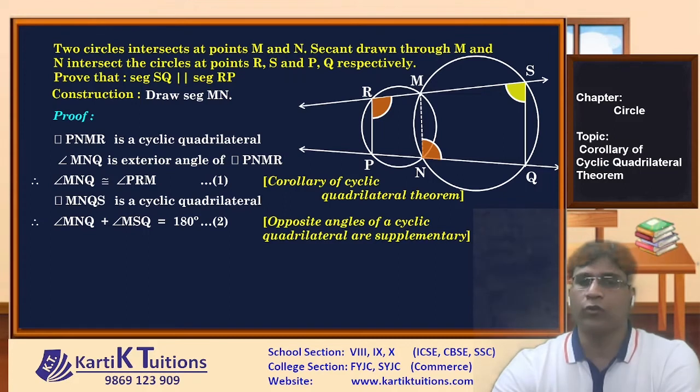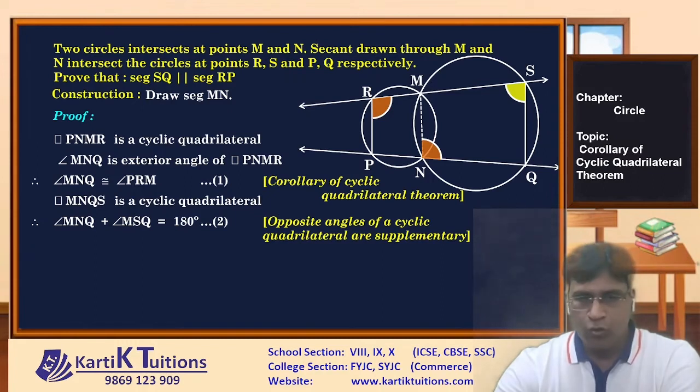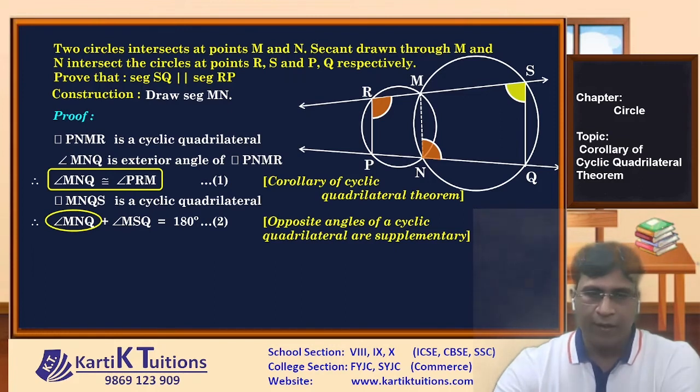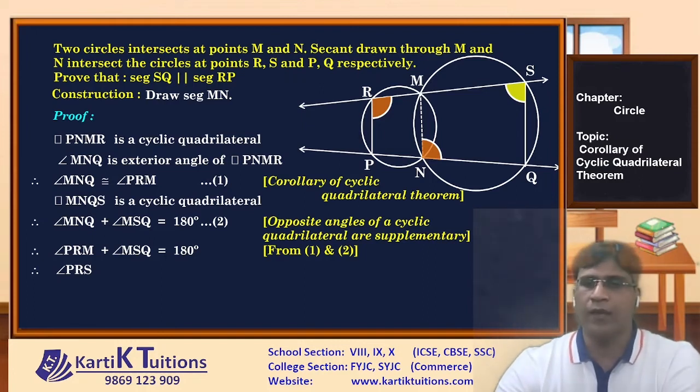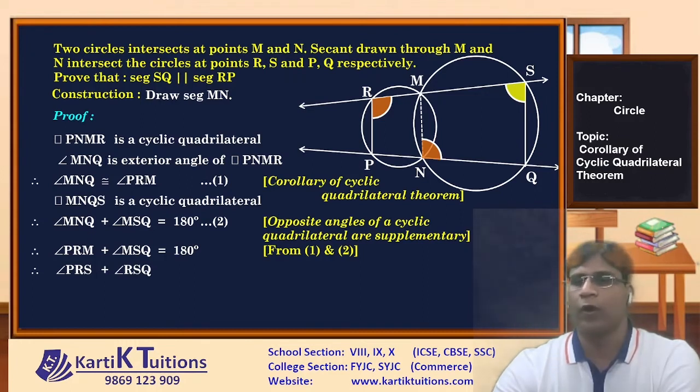Now, observe equations 1 and 2. Angle MNQ is present in both the equations. So from equation 2, if I substitute the value of MNQ as PRM, what do I get? I get angle PRM plus angle PSQ is equal to 180 degrees. Observe the figure. When I say angle PRM, I can also say it's the same as angle PRS because RM is a part of segment RS. Same way, angle MSQ is equivalent to angle RSQ, as point M is lying between points R and S.